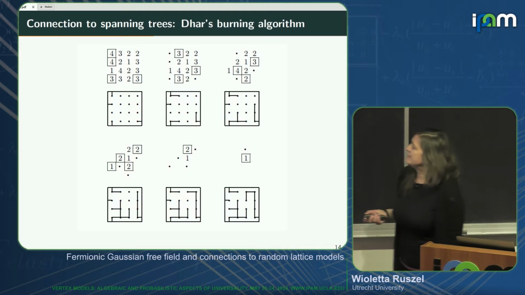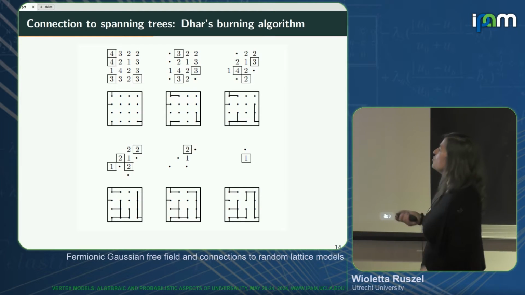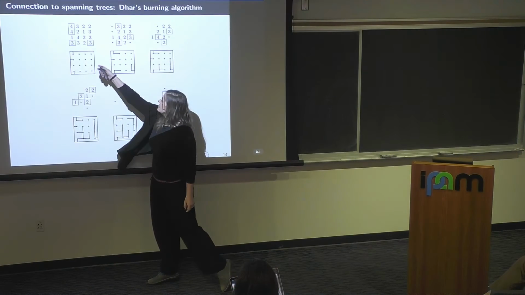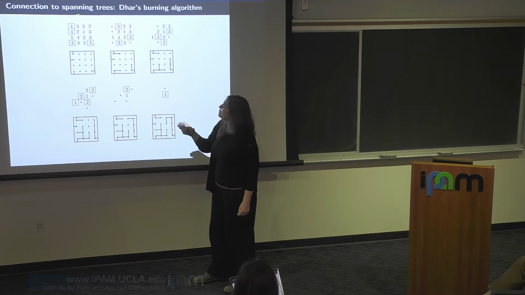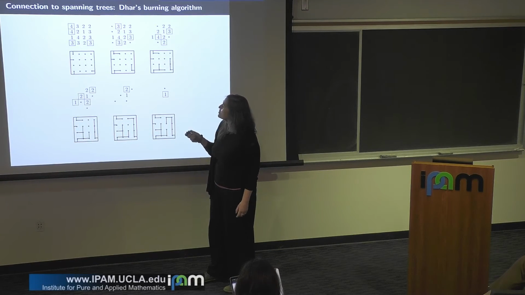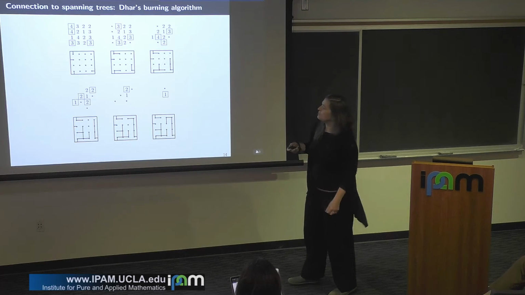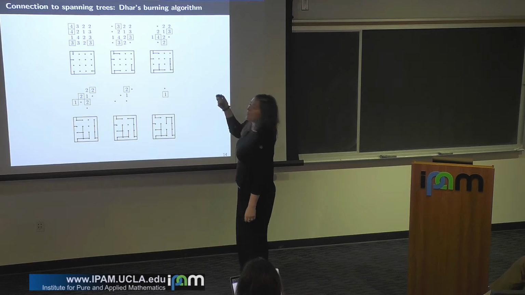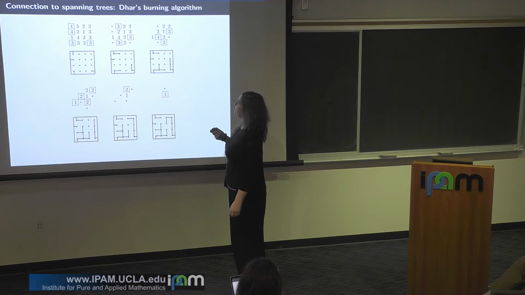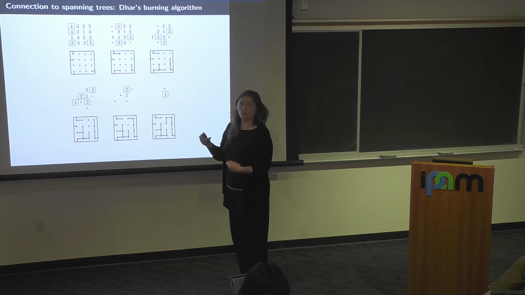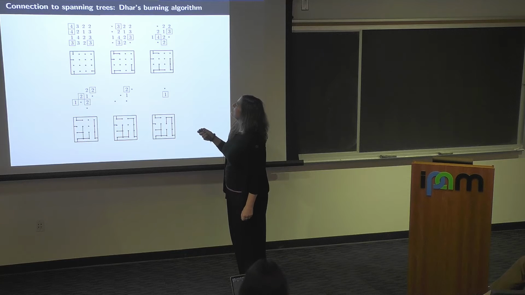All right. Now, how to pass to spanning trees? Let us start here. This is an example of a recurrent configuration, and below I want to display the spanning tree, which I will be creating by applying Dhar's burning algorithm. In the first step, I'm burning the boundary and all the edges connecting to it. So now I don't have a boundary anymore.